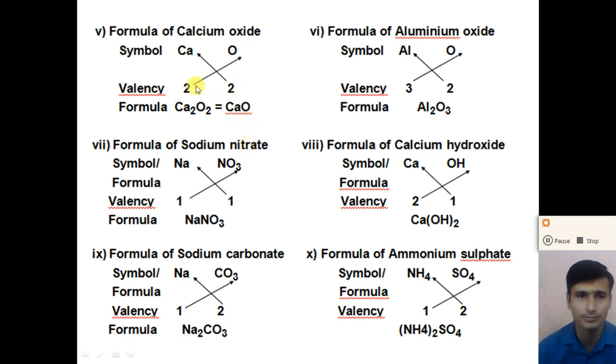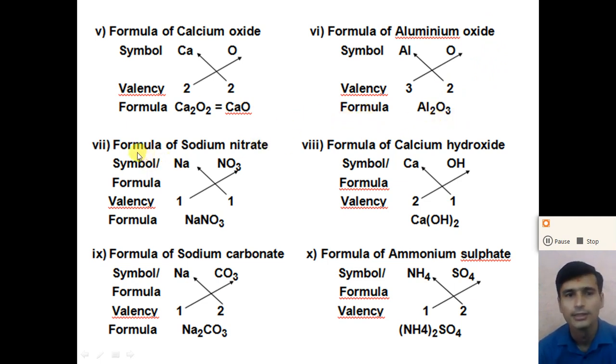Understand, dear student? How we can write the chemical formula of the calcium oxide? So now the next example, formula of the aluminium oxide. Aluminium has the symbol Al and oxide has the symbol O. Now the valency of the aluminium is 3 and the valency of the oxygen is 2. Now cross over the valency of the aluminium and oxygen, we get Al2 and O3. So the chemical formula of the aluminium oxide is Al2O3, right?